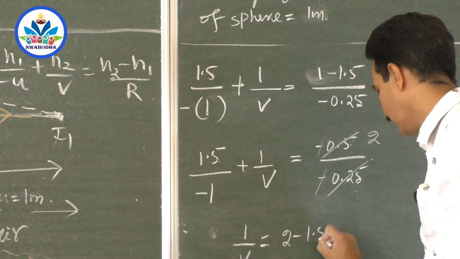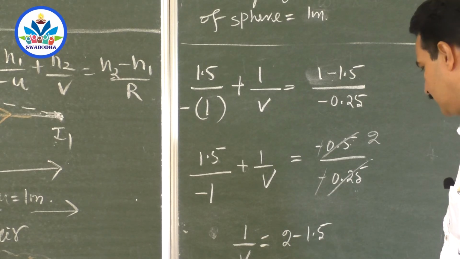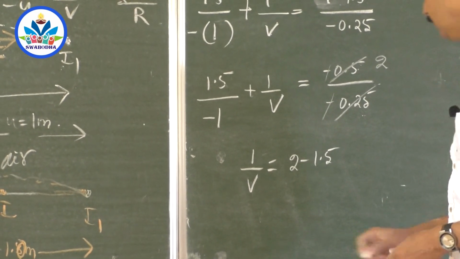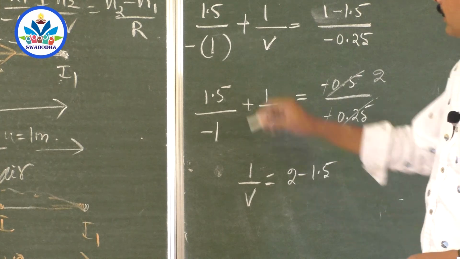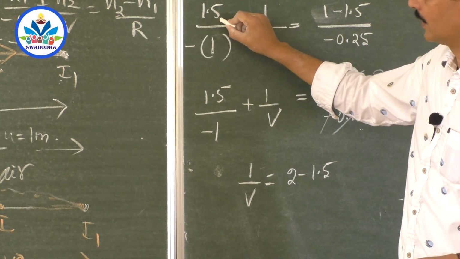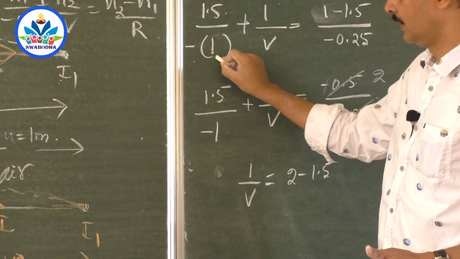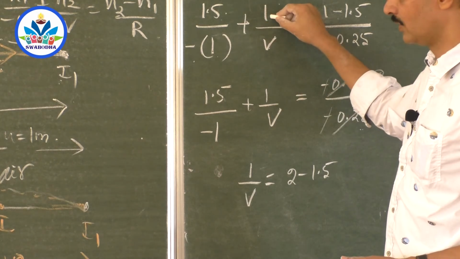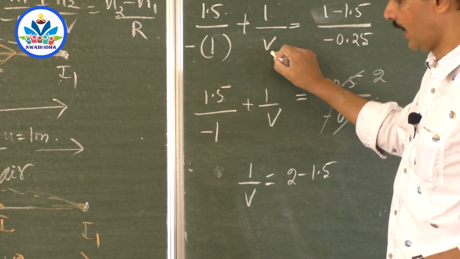2 minus 1.5, correct? Hope we are going right. 2 minus 1.5, yes, it is right. 2 minus 1.5 is 0.5. 1 by V is equal to, did we go wrong anywhere? Refractive index of the medium where incident rays are present, glass, divided by negative of object distance, correct. 1 meter is on the right hand side, because this is serving like object, plus refractive index of the medium where refracted rays are present, air, divided by the image distance, V, correct.